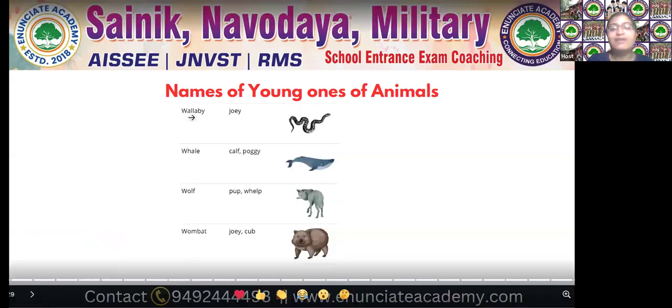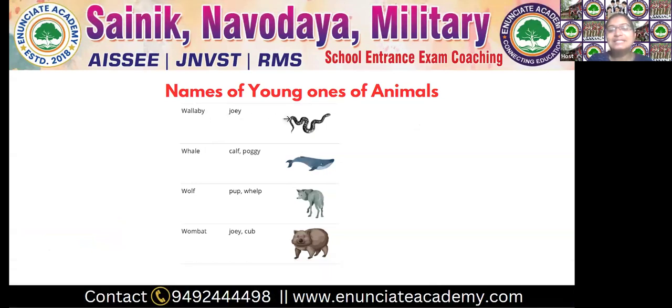And another one, the young one of wallaby. The young one of wallaby is called a joey. This is the wallaby. And the young one of whale is called a calf or a pod, and the young one of dolphin is called a calf. And the young one of wolf is called a pup or a whelp. The young one of hyena is called a pup or whelp.